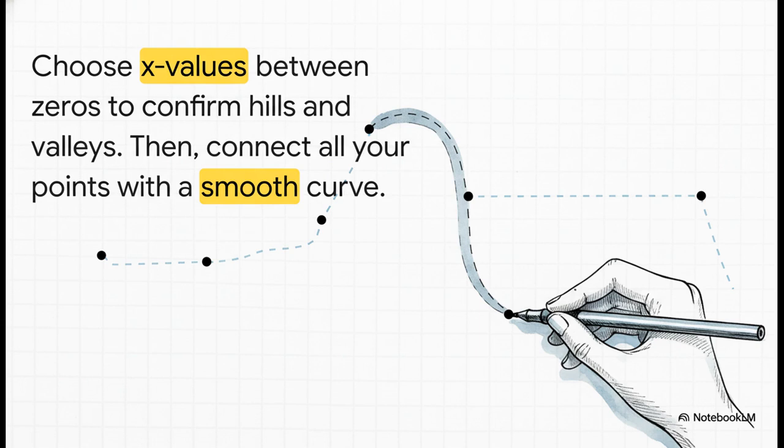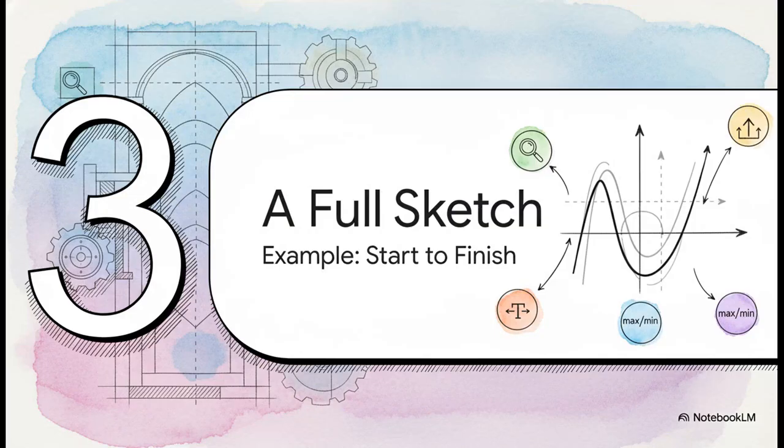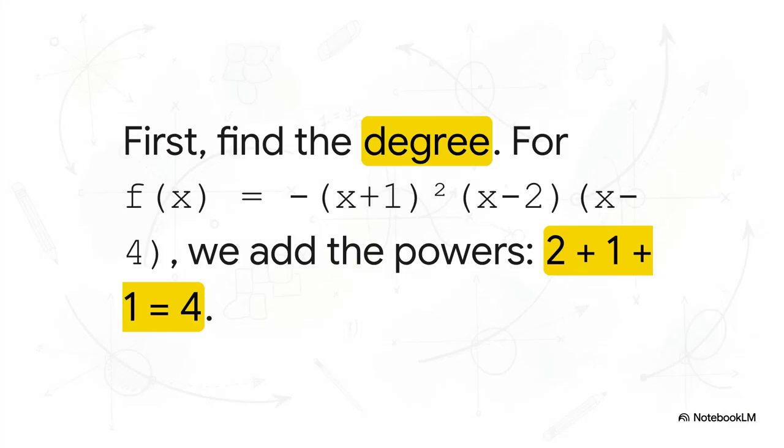And finally, we just fill in the gaps. We'll pick a couple of test points, usually in between the zeros we already found, just to see if the graph is above or below the axis in those areas. It helps confirm the shape of our hills and valleys. After that, all that's left is to connect everything with a nice, smooth curve. All right, enough theory. Let's get our hands dirty and actually put this blueprint to work. We're going to take this function right from the source and sketch it from start to finish using all 5 steps. Okay, here we go.